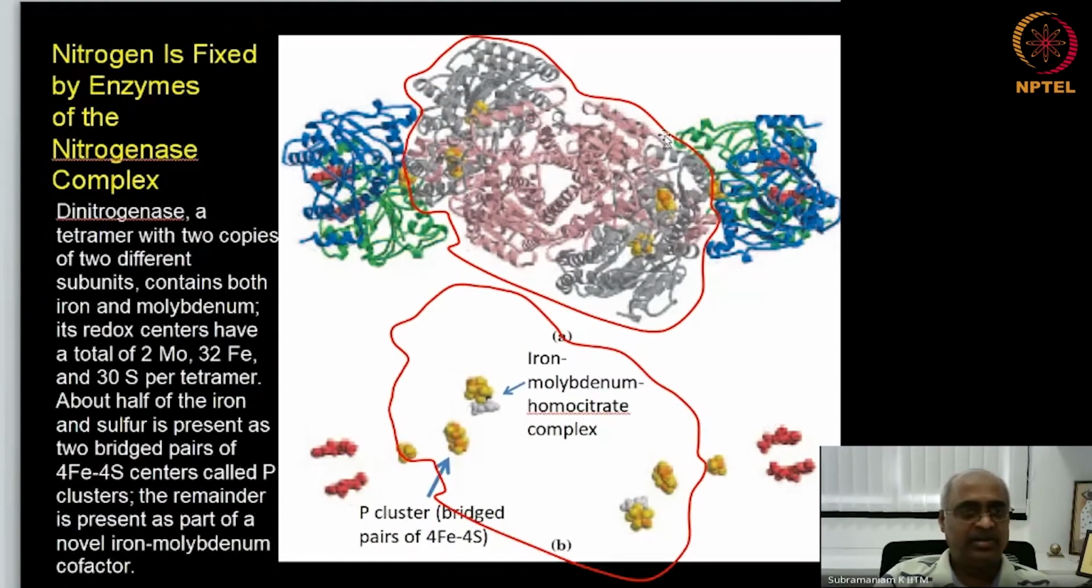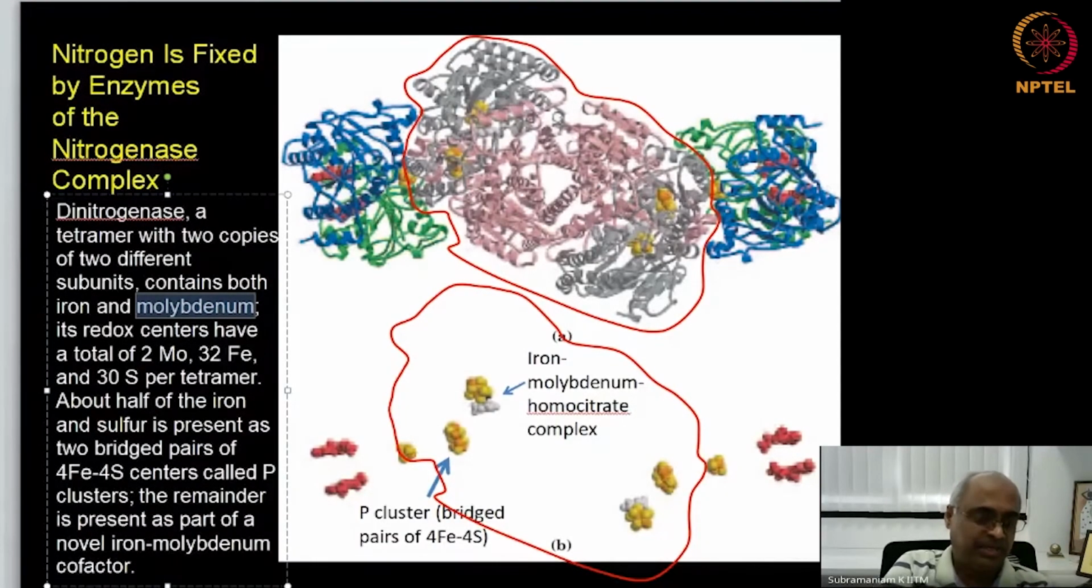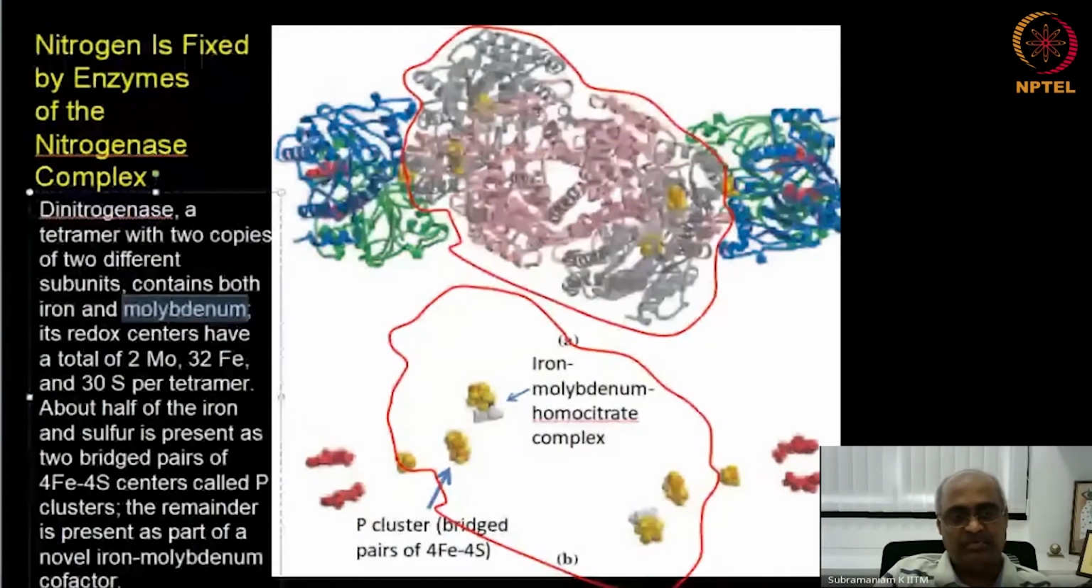So now let us look at the dinitrogenase complex. This I told you is a tetramer. It has 2 copies of 2 different subunits. And now we encounter a new metal ion, molybdenum. We have seen manganese, magnesium, and iron. So now we are seeing molybdenum.